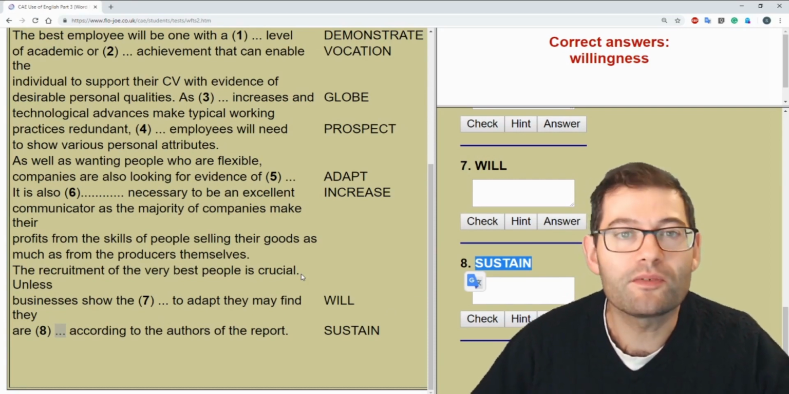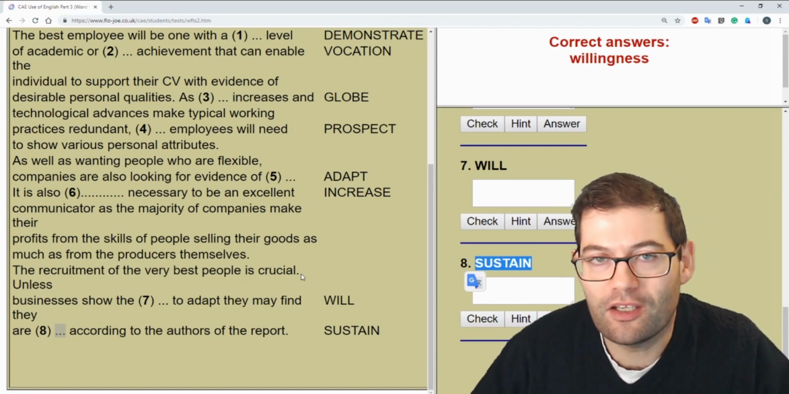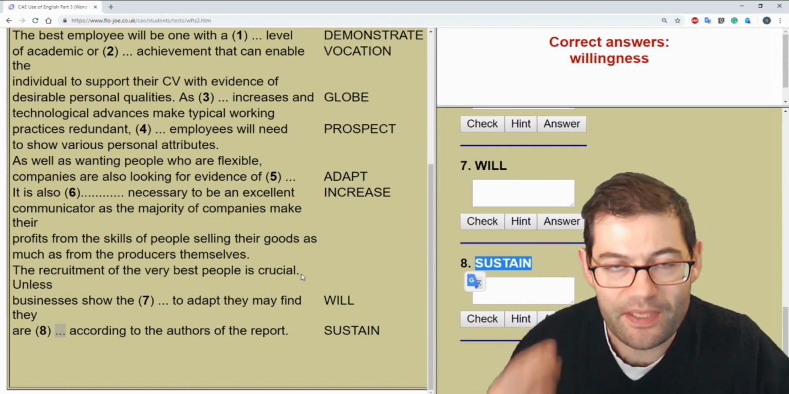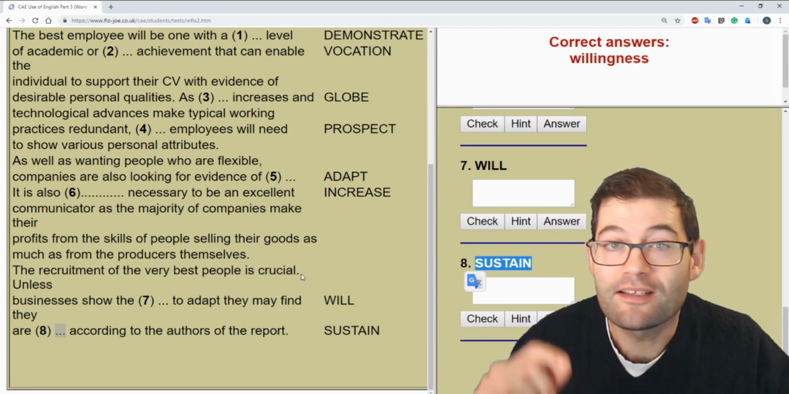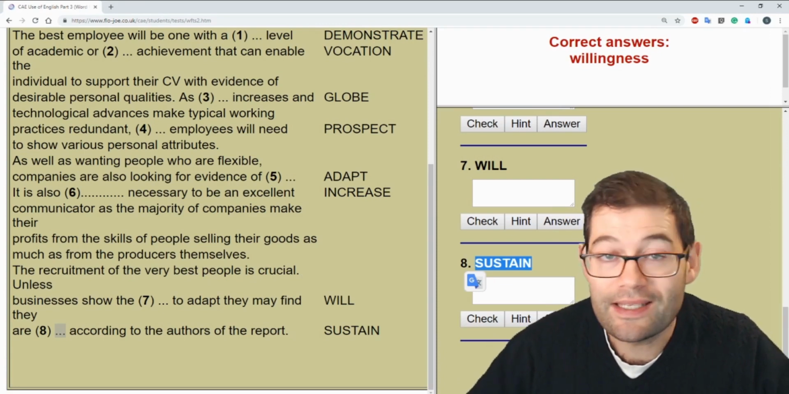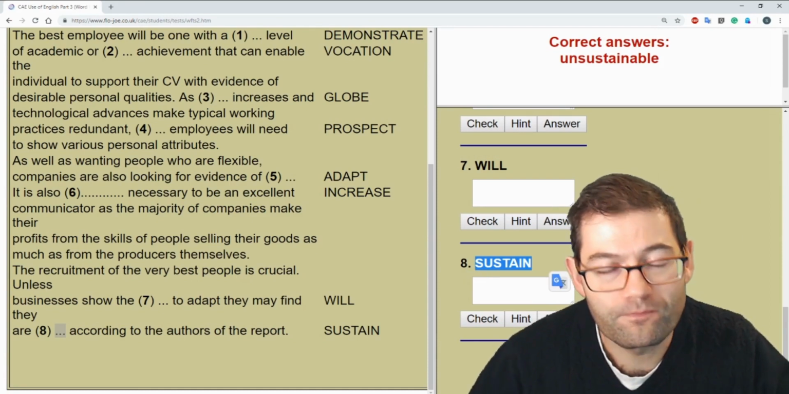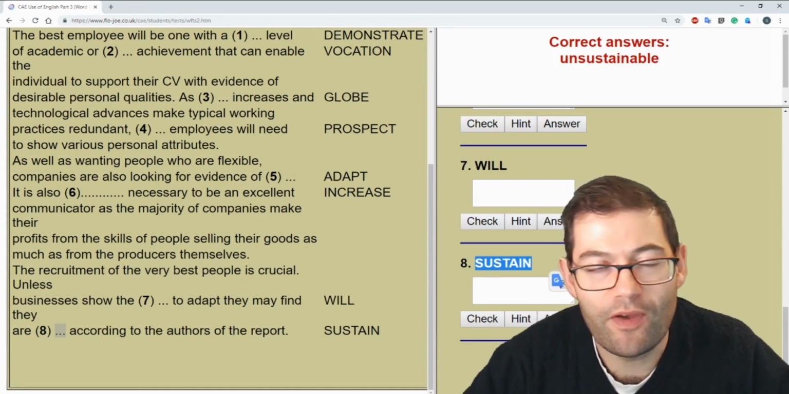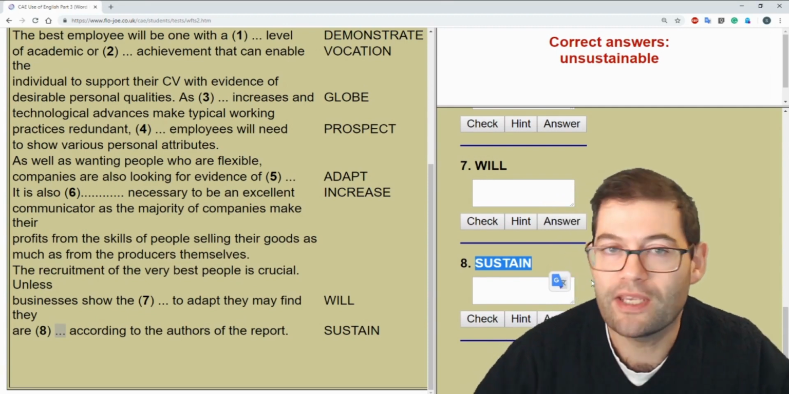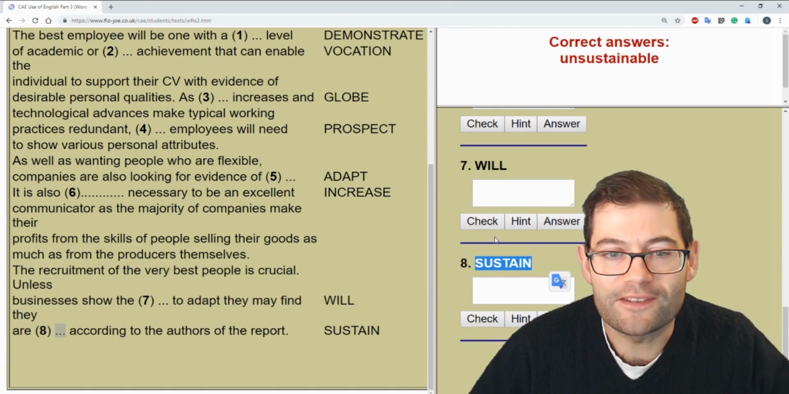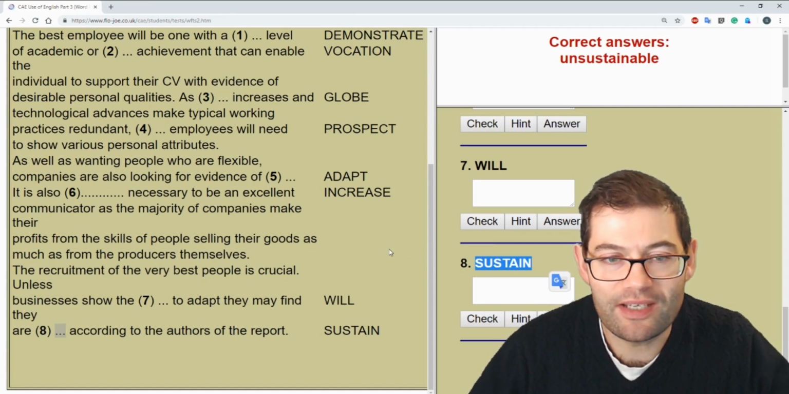And you might think straight away, sustainable. That's an adjective for sustain, but it doesn't fit the context because sustainable means that businesses will stay alive. But what we're trying to say here is that businesses won't stay alive. So we need the negative form of the adjective, which is unsustainable. Which is why you've got to have a very good idea of the context, pay attention to what's going on to make sure that you get those tricky little negative prefixes. And there we go. We've flown through this word formation exercise.